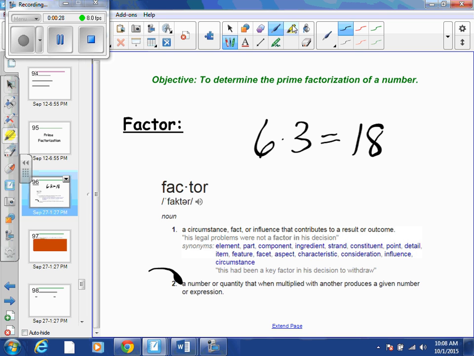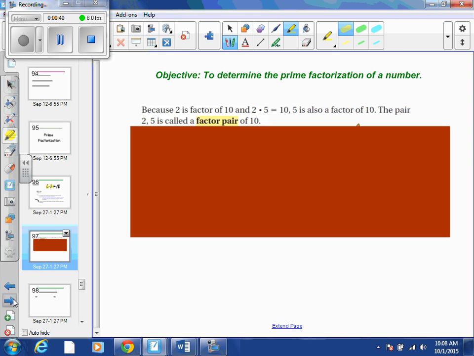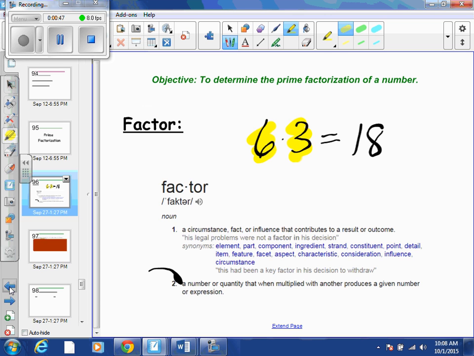6 and 3 are factors of 18. They're numbers that can be multiplied to get the product 18. We can write factor pairs. A factor pair just means both of the factors, both of the things you multiply to get that number. So 6 and 3 are also a factor pair.